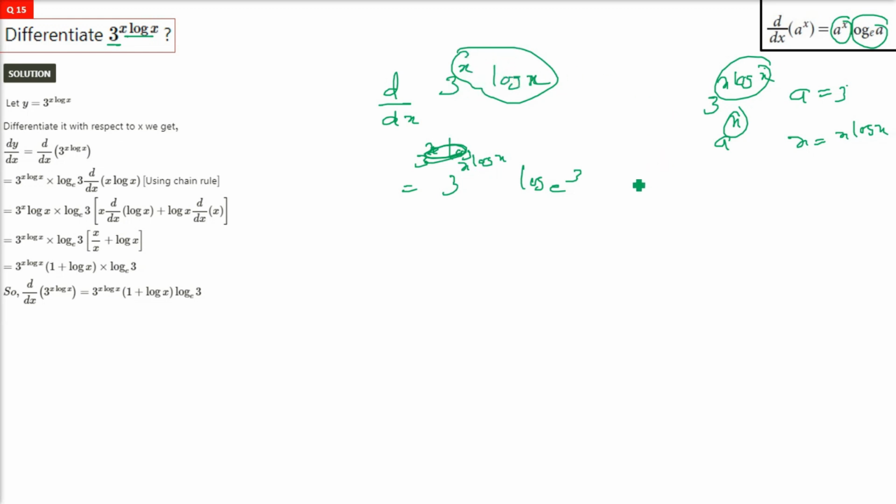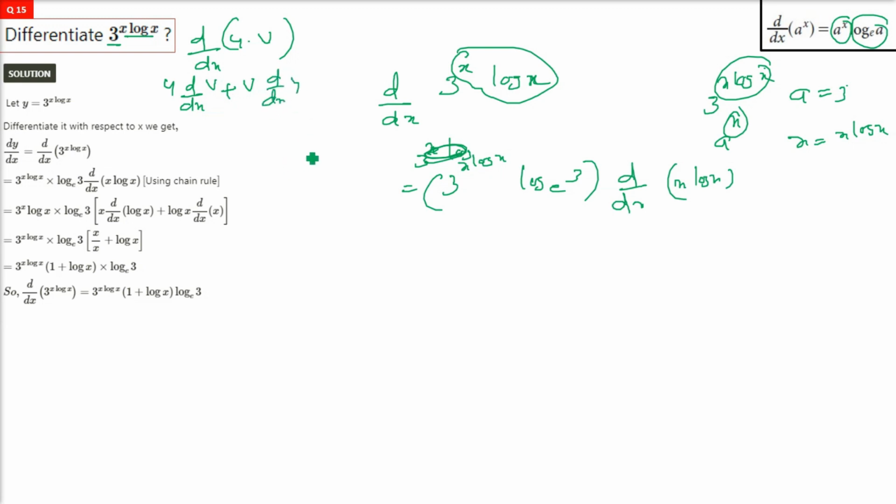So we will apply another rule. In the previous question I told you about the quotient rule. Here we have the product rule. D by dx of x log x. x is a different function, log x is a different function. So in order to differentiate them, x and log x, we have to apply the product rule. That is d by dx of u into v: u, then d by dx of v, plus v, then d by dx of u. And you can just change them whenever you want.